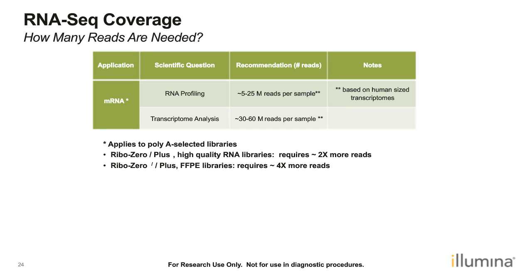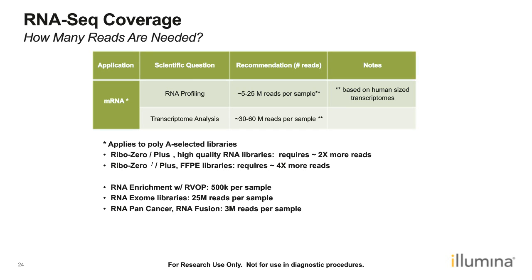For RNA Exome, pan-cancer, and fusion kits, we have a set number of reads that we would recommend. For RNA Exome libraries, 25 million reads per sample. For RNA pan-cancer or RNA fusion, 3 million reads per sample. And again, these are general estimates to be used as a reference. We should always go to OnCode guidelines, which is a great place to start, and definitely check the literature to see what is important for your specific application.